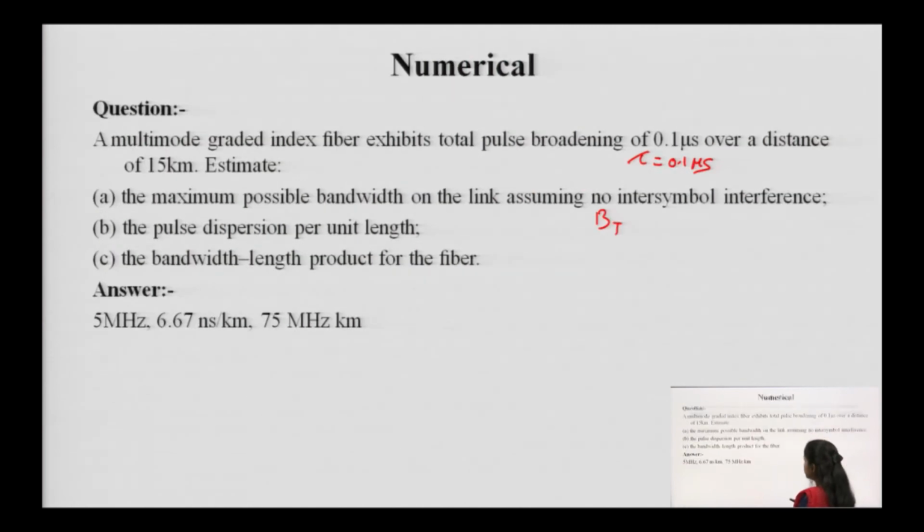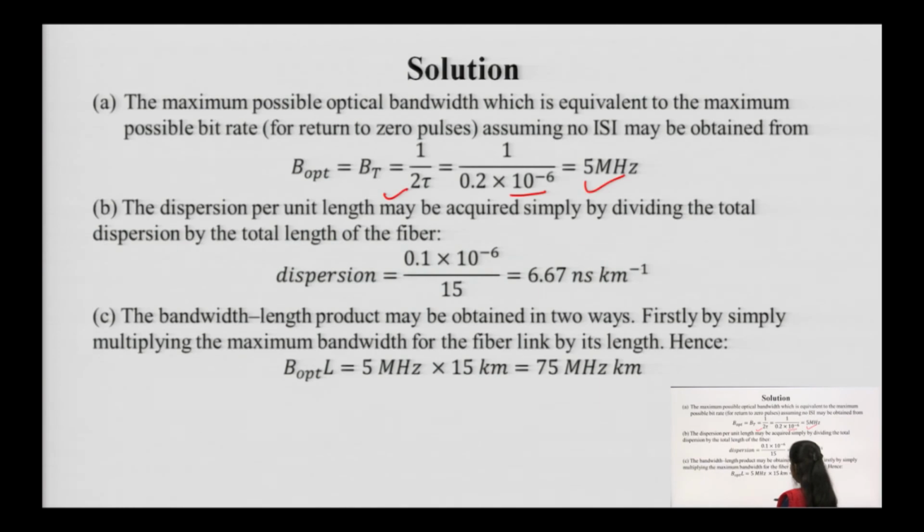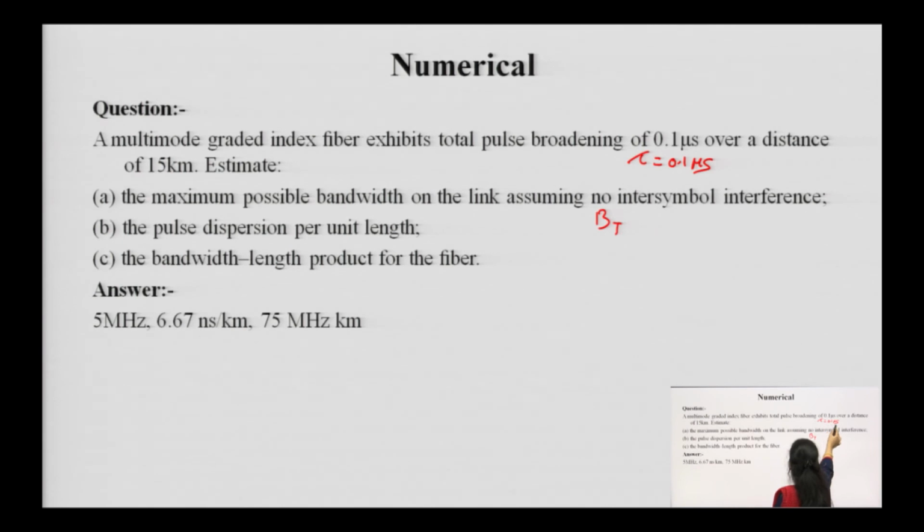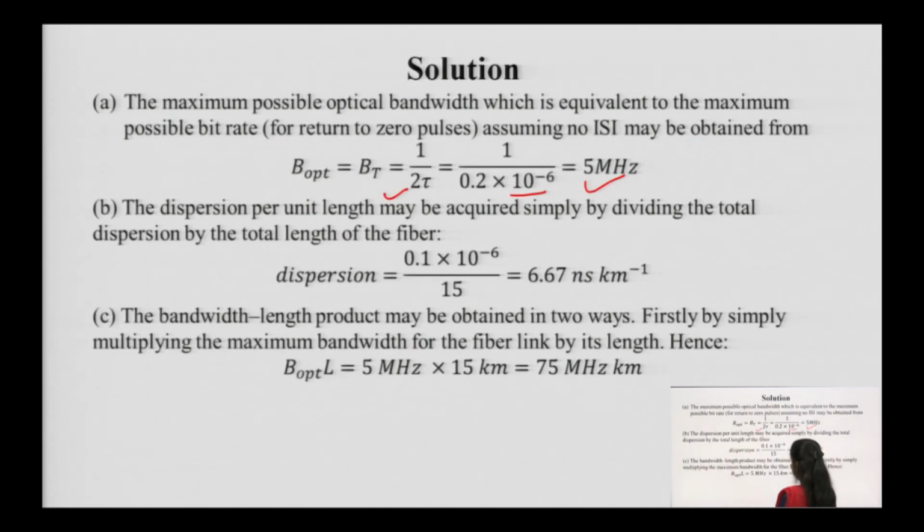In the second question, it is called pulse duration per unit length. This pulse duration is for 15 kilometers, and if we want to calculate it per kilometer, then the pulse duration of 0.1 microsecond is divided by the total length, the total distance, and we will get this.